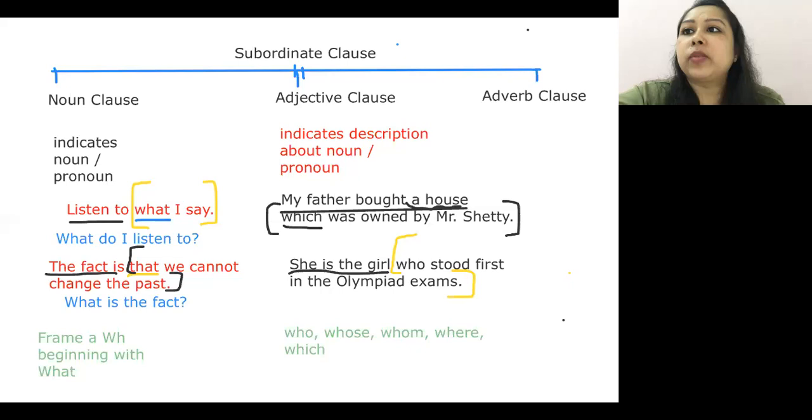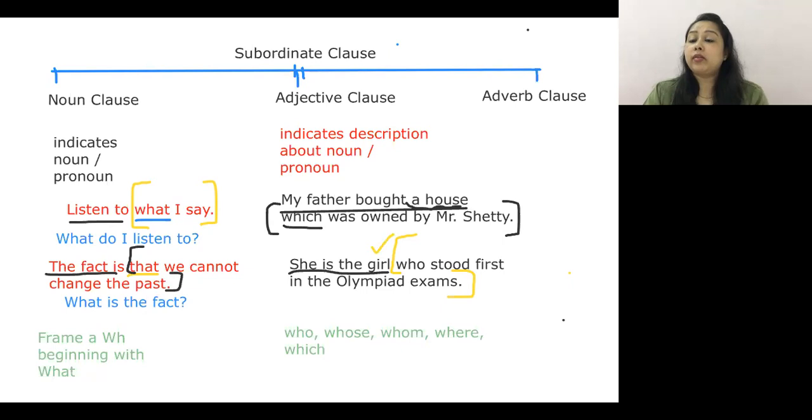I hope you are able to understand the difference between a noun and an adjective clause. In an adjective clause, you have a description about the noun. See here as well, when we talked about the noun, we were talking about the girl. And I gave you more information about the girl. I told you she stood first in the Olympiad exam. Very clear?